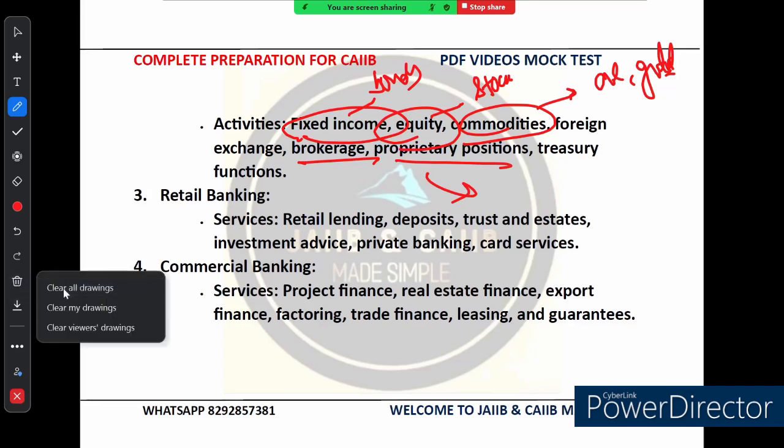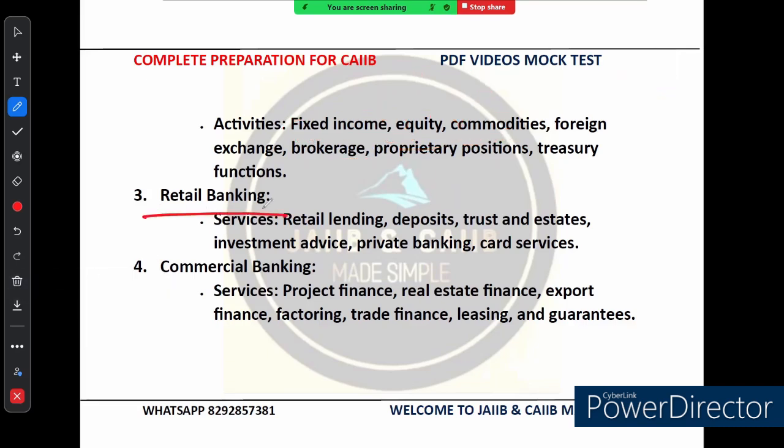their business line. Now there is something called retail banking. This is where most of us interact with banking. In retail banking, the services include retail lending like personal loans and mortgages, deposits, the accounts where we keep our money, trust and estate. So investment advice, helping clients grow their money through investment. Private banking, a special service for wealthy individuals. Card services like your debit card and credit card.